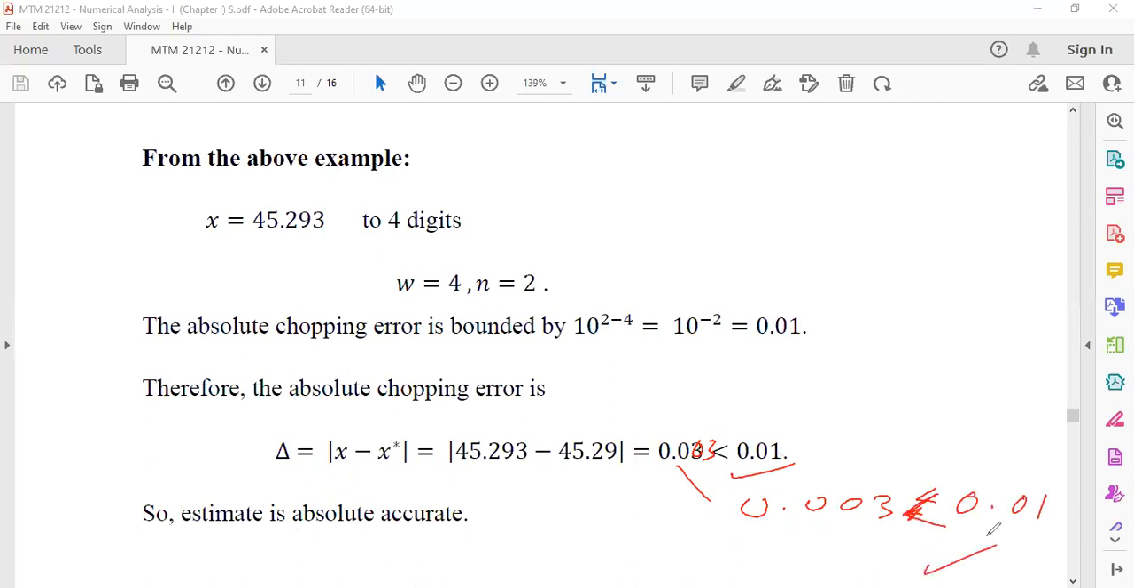0.01. Then fine. Okay. Therefore, we have to write the estimate is absolute accurate. So this is acceptable. That is what it says. So estimate is absolute accurate. Please write down these answers in your note.